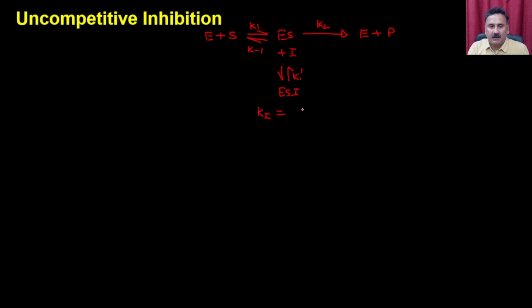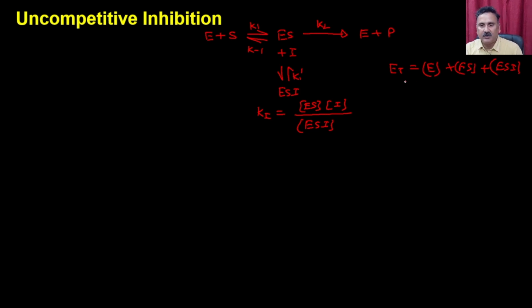So the Ki prime is ES times I divided by ESI. Remember that the total enzyme ET in this case would be E, ES and ESI. So these are the three ways in which the ET is going to divide.